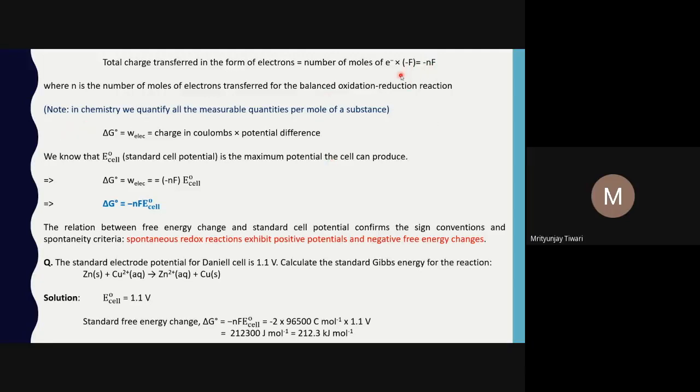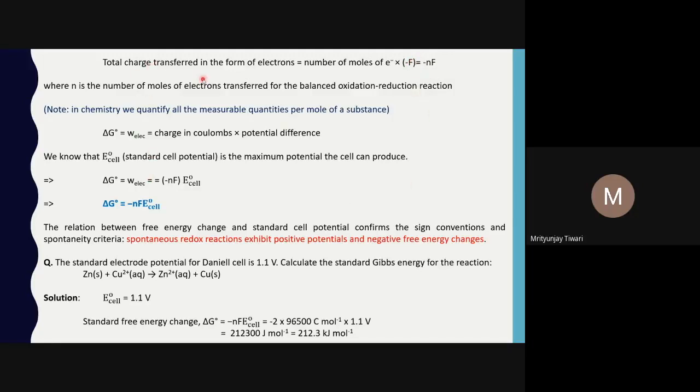And why are we considering moles here? Because in chemistry, any measurable quantity that we measure, we always represent in terms of the mole. We quantify all the measurable quantities per mole of a substance, because we know from the SI units that the amount of any substance is represented in terms of the mole, and that is why it is a fundamental unit. So in chemistry, we represent everything in terms of mole. Even for electrons, we measure it in terms of per mole electron transfer, and that is why we came up with the Faraday's constant.